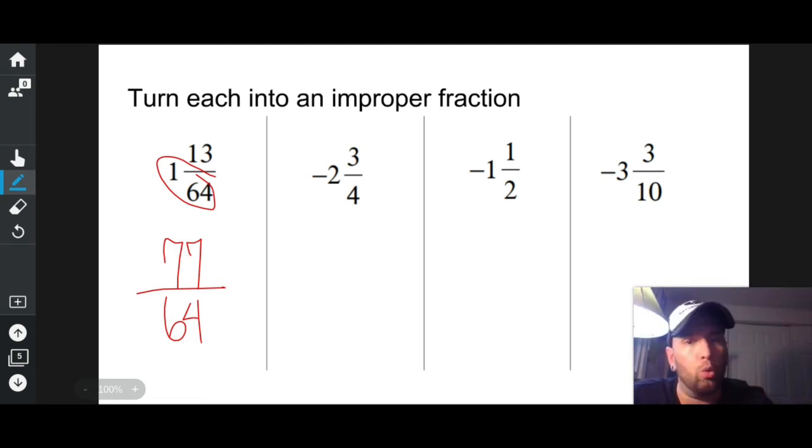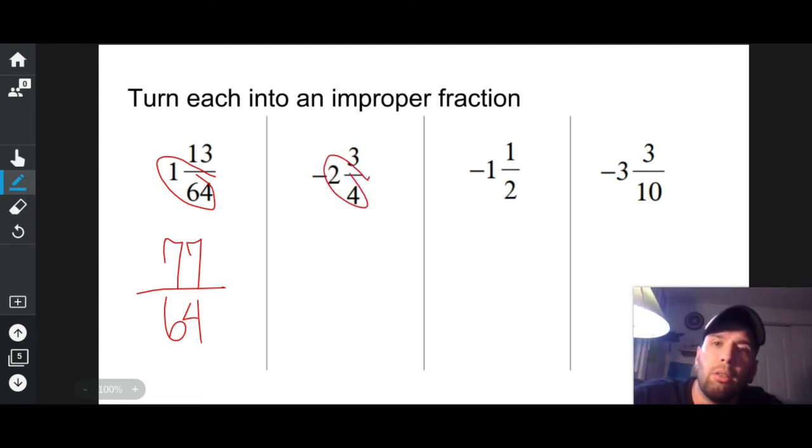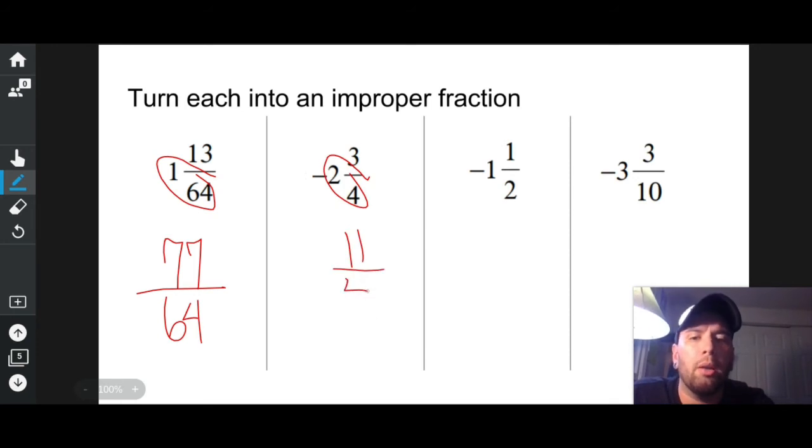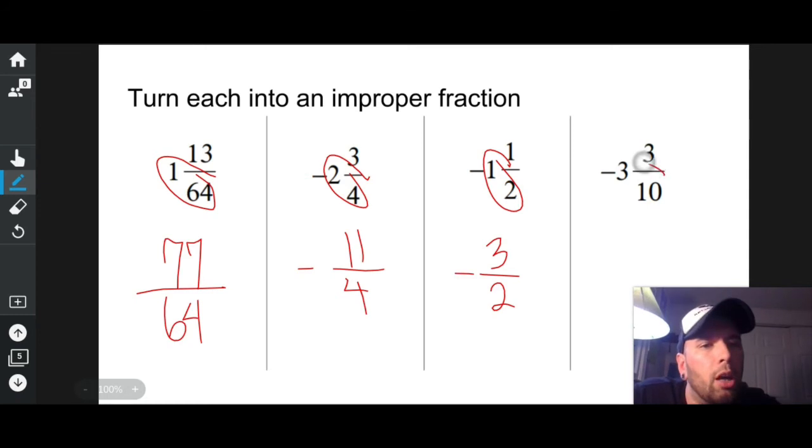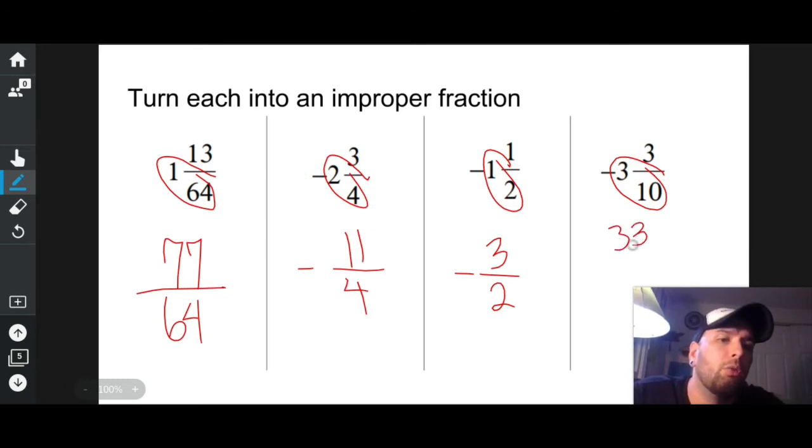Okay, let's do it again. 2 times 4 is 8. Notice I didn't say the negative. 2 times 4 is 8. 8 plus 3 is 11. 11 over 4. Now introduce the negative. Let's do it again. 1 times 2 is 2. 2 plus 1 is 3. 3 over 2. Put the negative in front of it. 3 times 10 is 30. 30 plus 3 is 33. 33 over 10. Put the negative in front of it.